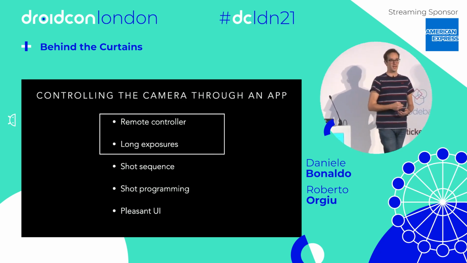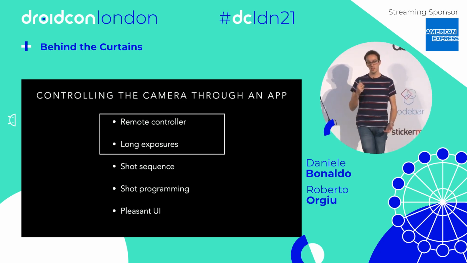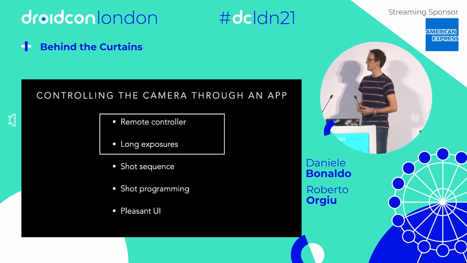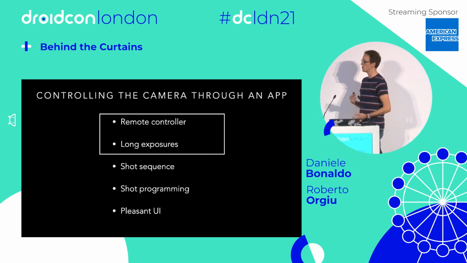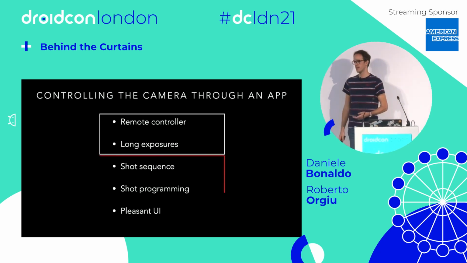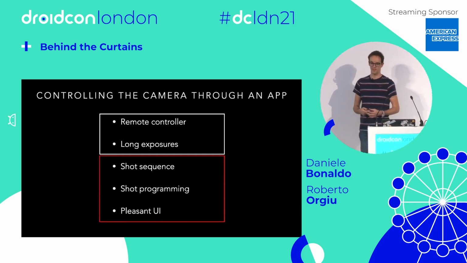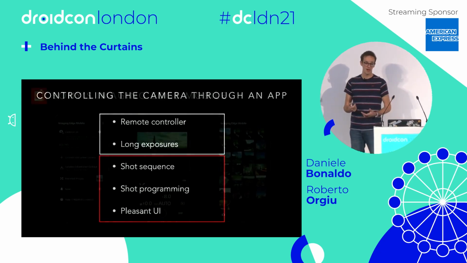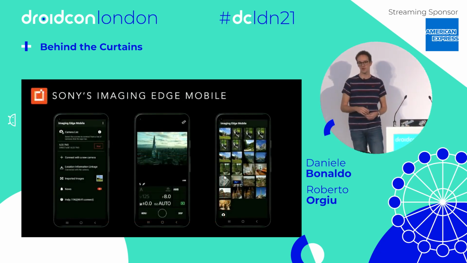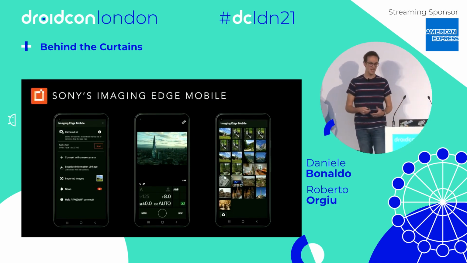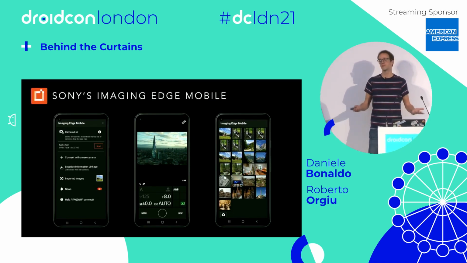Most of the available remote-controlled apps offer, for sure, remote control and some kind of capability to do long exposures, but most of the time they lack advanced settings or a good UI. One big example is the Sony official remote control app, which, as you can see, has a pretty basic UI. It allows you to do what you need to do.